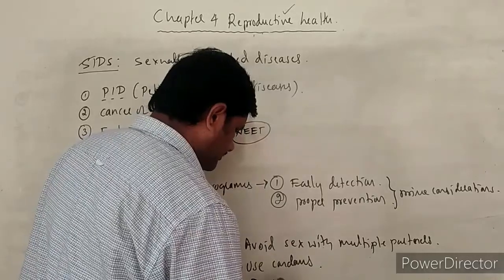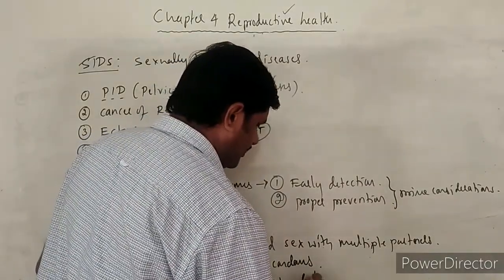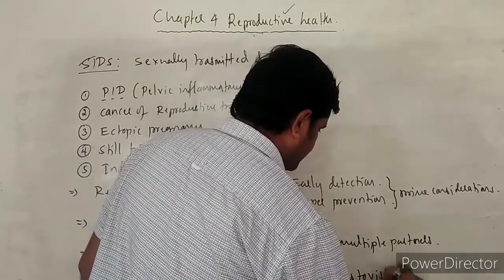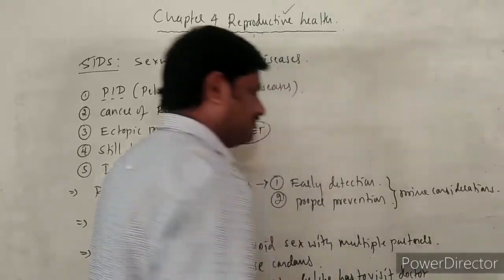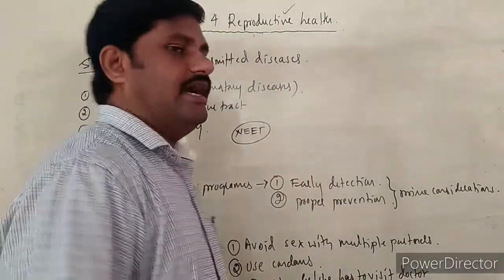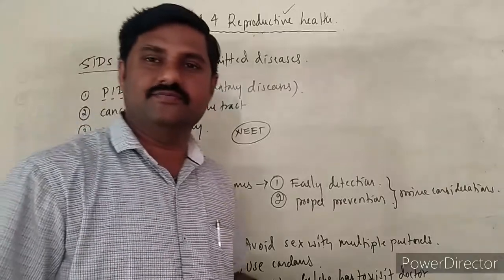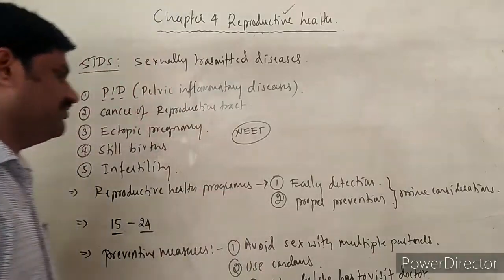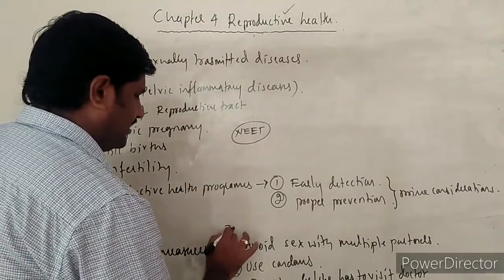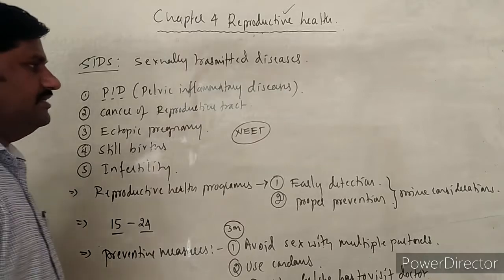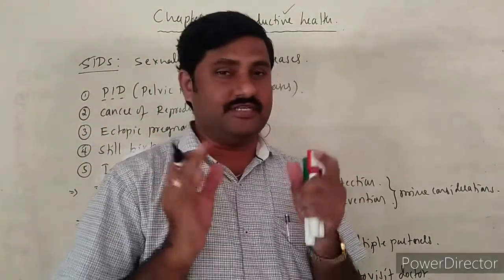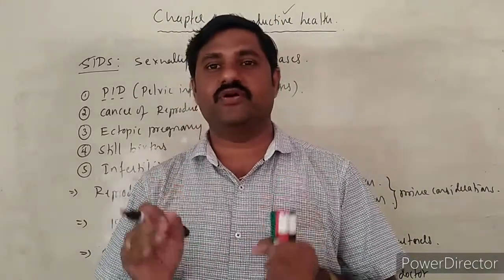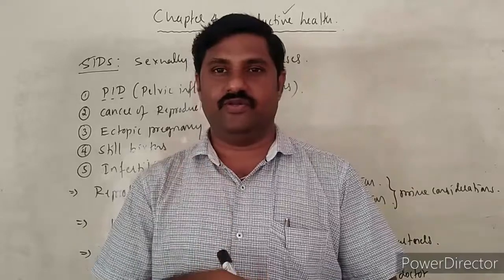When there is doubt, he or she has to visit a doctor related to these STDs, and they have to get treated by the doctor itself. These are the preventive measures we have to take. So this is usually asked for 3 marks, right? So this part of the chapter plays a very important role, and this is the more important part of this chapter that we have to remember.